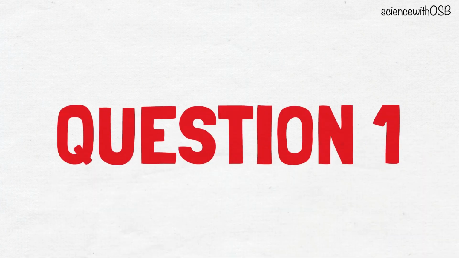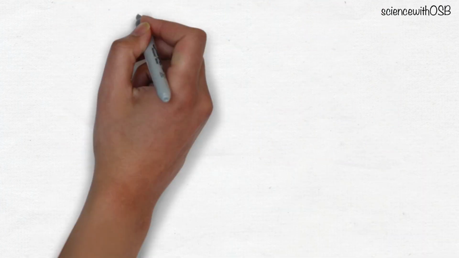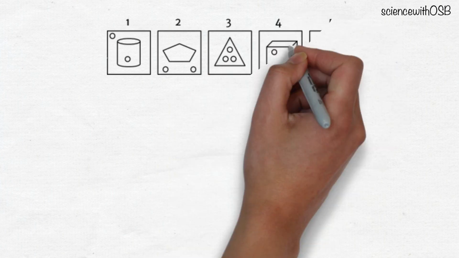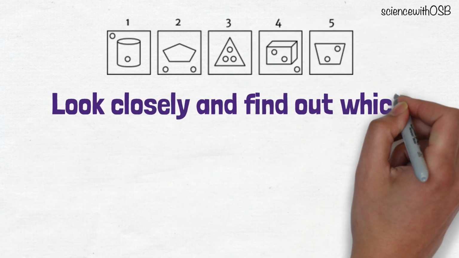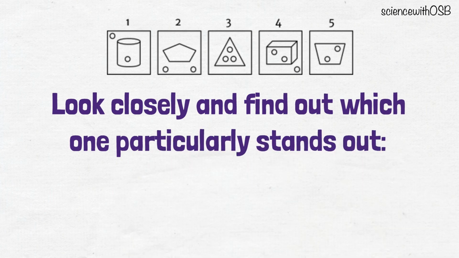Question number 1. Here you can see 5 different shapes within a box. Look closely and find out which one particularly stands out.